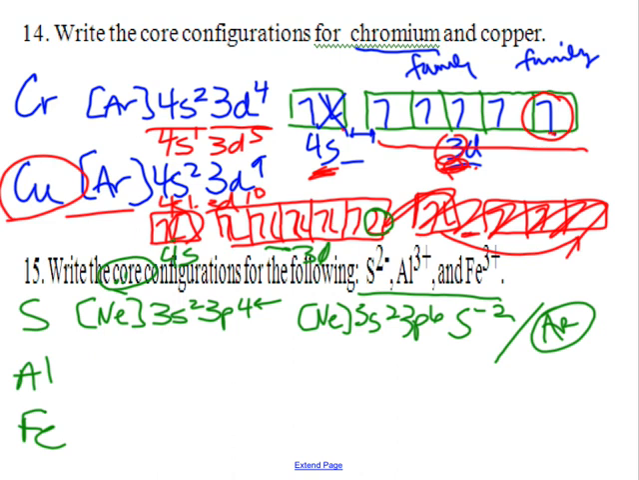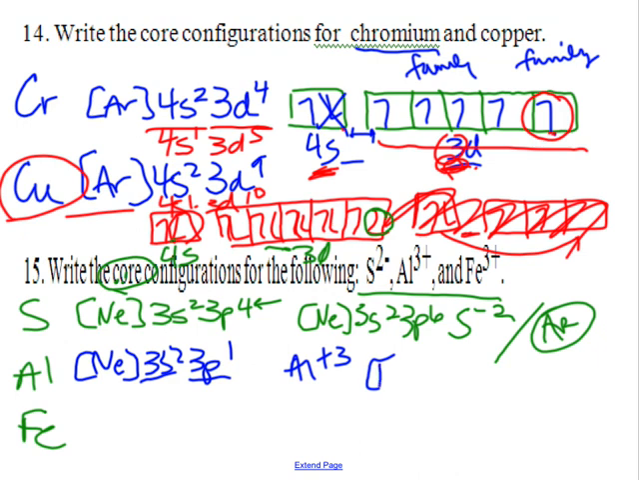That's easy. What about aluminum? Aluminum neutral is neon 3s2, 3p1. So for it to become a +3, what has to happen? Subtract how many? We're going to lose that, and we're going to lose that. So we're really looking at the electron configuration for neon. You can't just leave neon in brackets; we've got to drop it down. If you want to write helium, 1s2 would have been the same amount of work. 2s2, 2p6 then would be your configuration for aluminum +3.